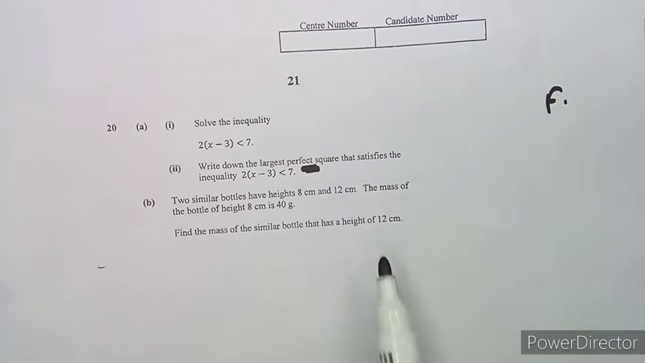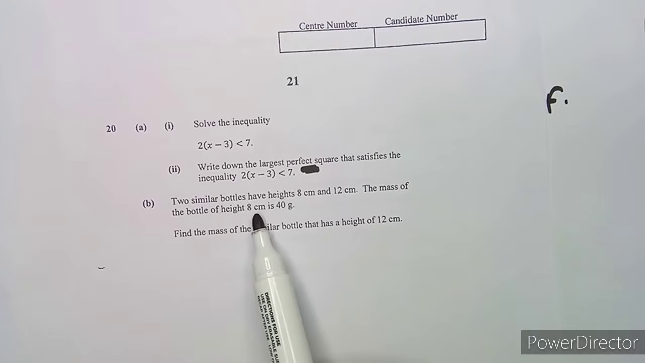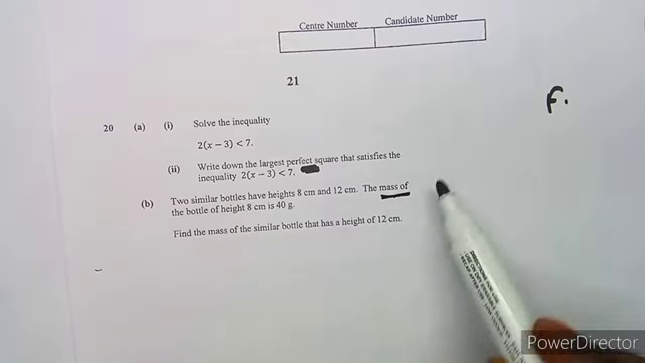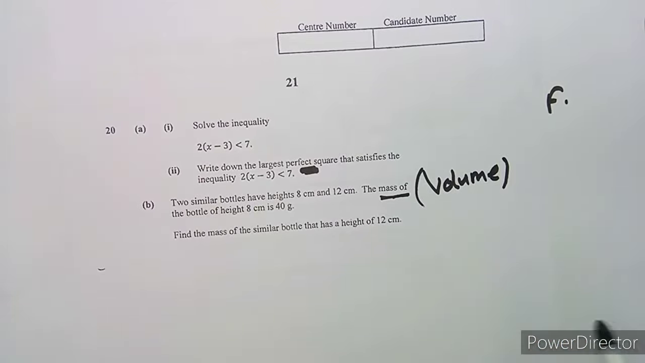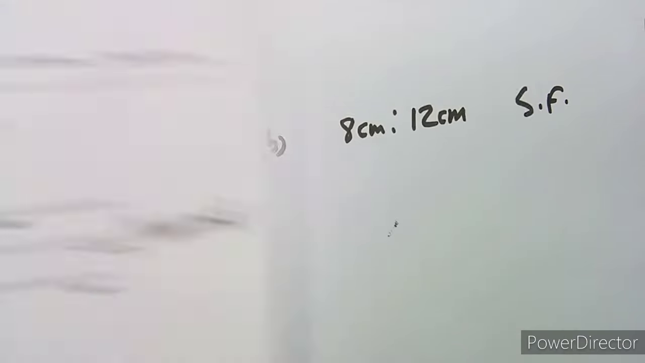Now we are given that the mass of the bottle of height 8 centimeters is 40 grams. So whenever you work with mass, you are under volume. The question wants you to calculate the mass of a similar bottle that has a height of 12 centimeters. But before we talk about that, this is under volume. Mass, capacity, volume, all those, they are under the volume factor. They use the volume factor, not the scale factor.